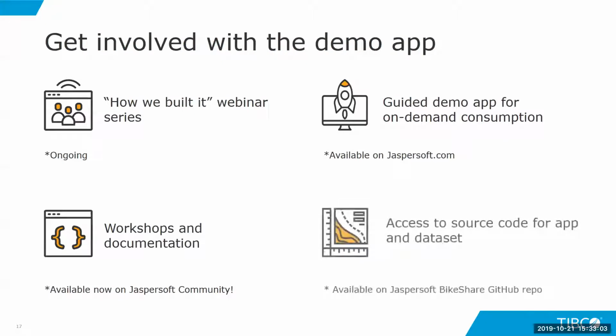And the final thing, which is available from the same spot, is access to all the source code for the application and the data set, which was important to us because we wanted to give you guys full visibility, and so that if you wanted to reverse engineer or dissect various aspects of the application from a more technical standpoint, that would all be available to you. So again, check this out on Jaspersoft community.